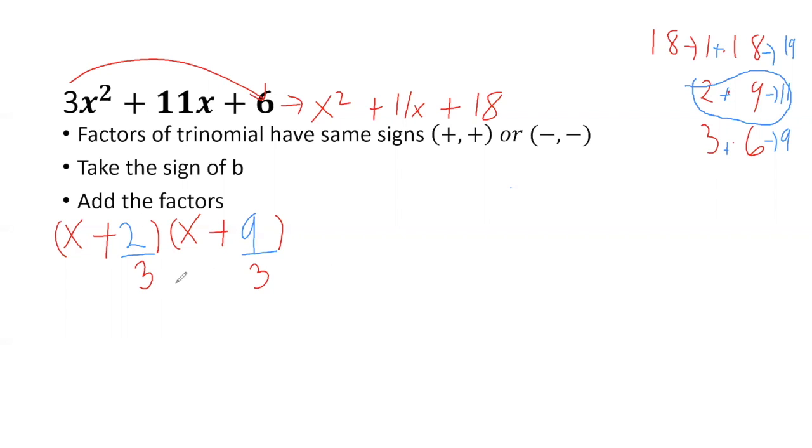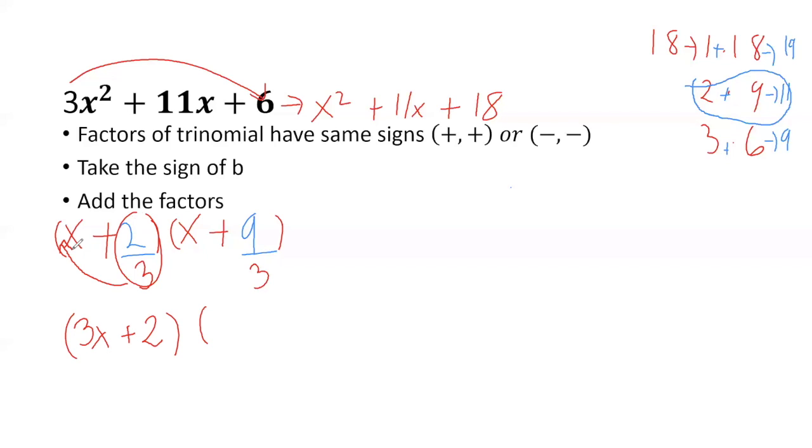Then I try to simplify the fraction. Right here, 2 divided by 3, I cannot simplify this fraction. And when you factor the trinomial or quadratic, your final answer cannot have any fraction. That means I need to get rid of the fraction. Then I have to get rid of the fraction by kicking 3 up to the front of x. So I will move 3 to the front of x, and it becomes 3x plus 2.